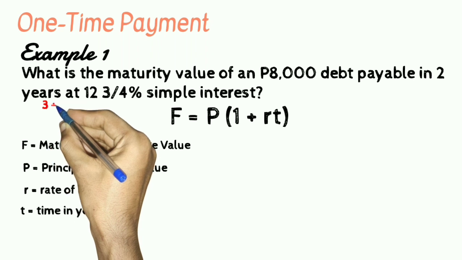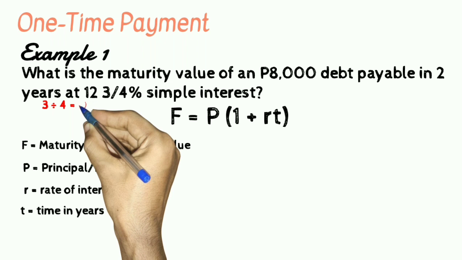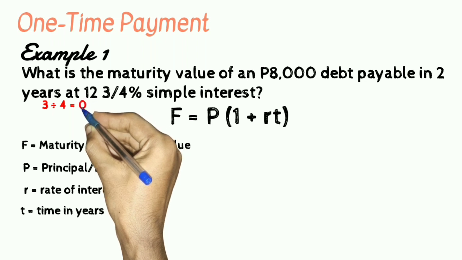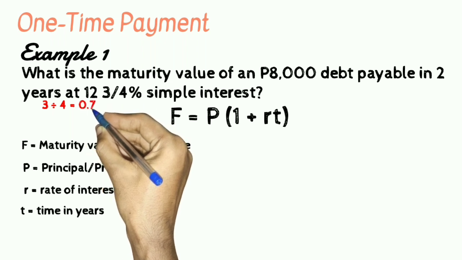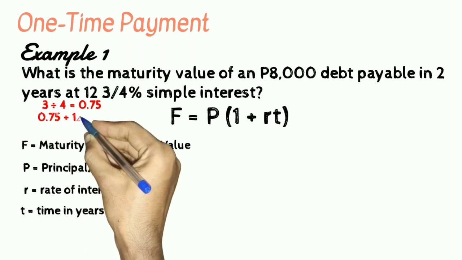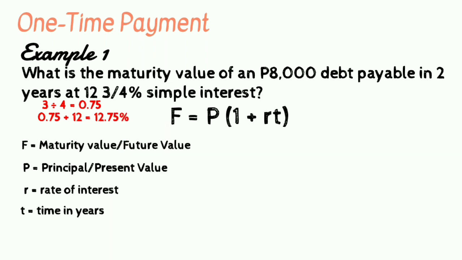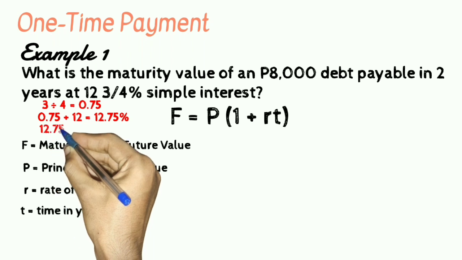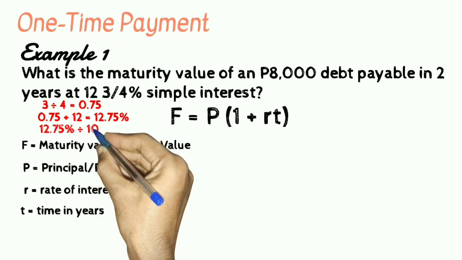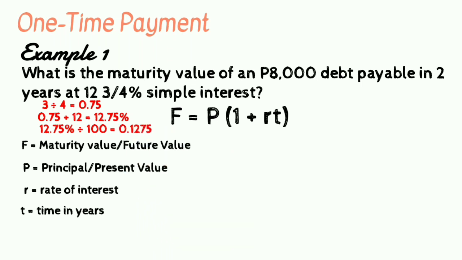I-convert muna natin yung 12 3/4% sa decimal. So 3 divided by 4 is 0.75. Yung 0.75 i-add natin sa 12, that is 12.75%. Now, i-convert na natin siya sa decimal. So, 12.75% divided by 100, that is 0.1275. So, complete na yung mga information na kailangan natin.